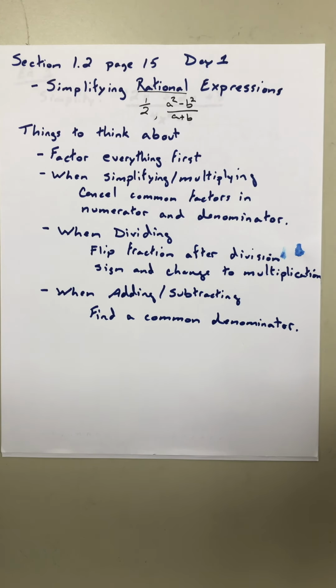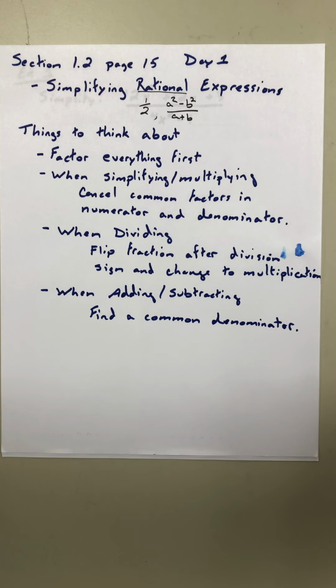So a few things that we want to talk about before we start simplifying them is you have to be able to factor. Everything with rational expressions goes back to the ability to factor. So that's the first thing we're going to look for, is to factor anything we can. If you're multiplying or simplifying a rational expression, then we can cancel common factors in the numerator and denominator. So if we have a common expression in numerator and denominator, we can cancel those out.